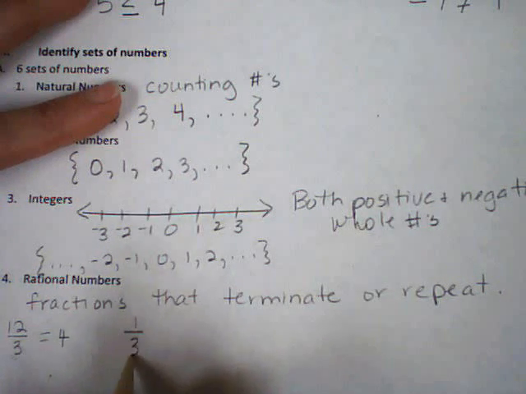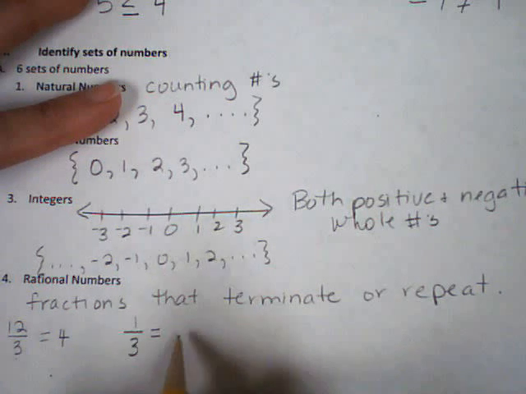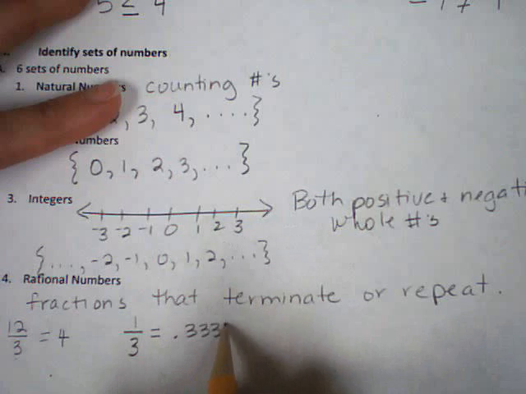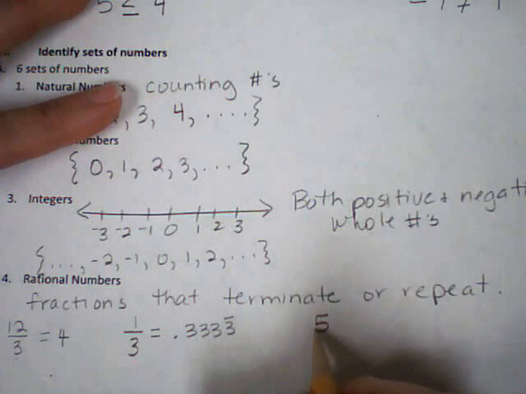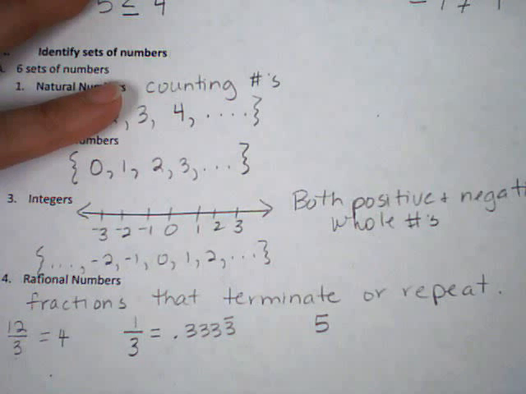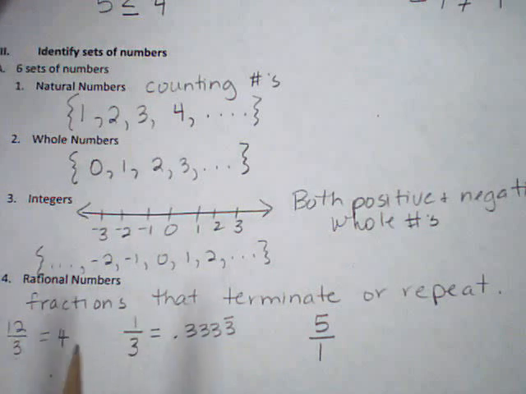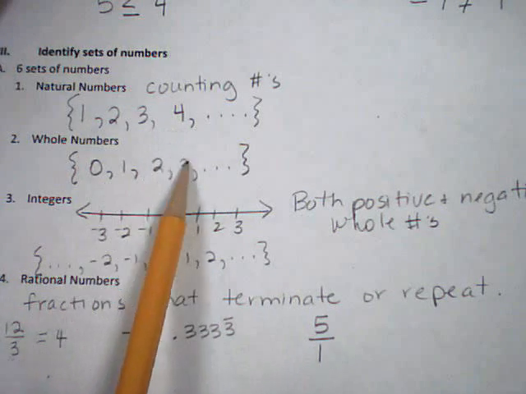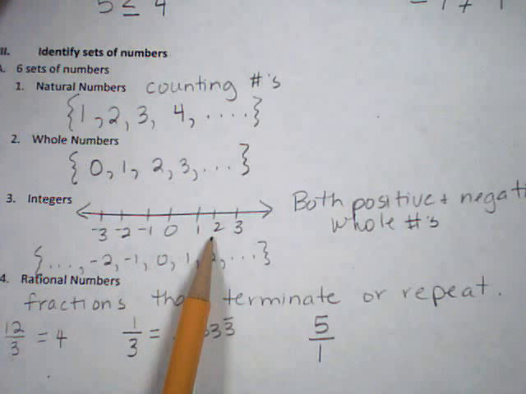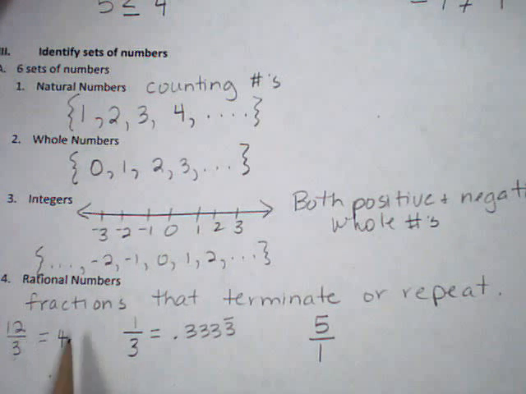If I have 1 divided by 3, if I were to divide this out, it would be 0.333, and it would continue. It would repeat. These would both be what we would call rational numbers. If I have, let's say, the number 5, it's also rational because it can be represented as a fraction. 5 is understood to be over 1, so that makes it rational. Therefore, if I take the number 4, it's a natural number, a whole number, an integer, and a rational number.